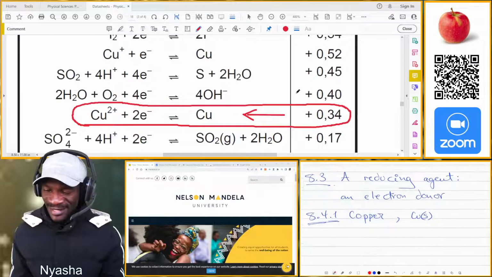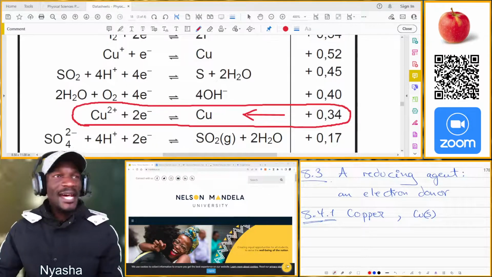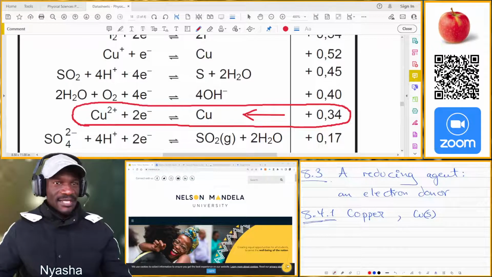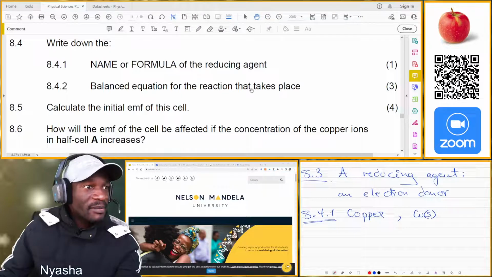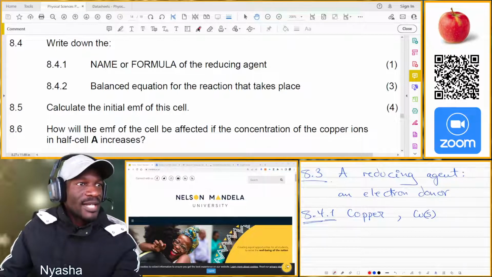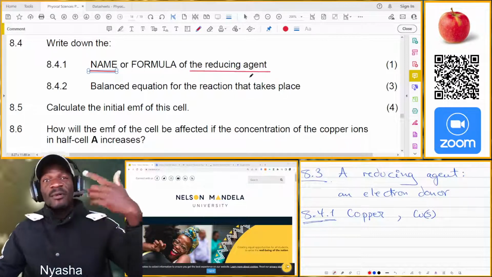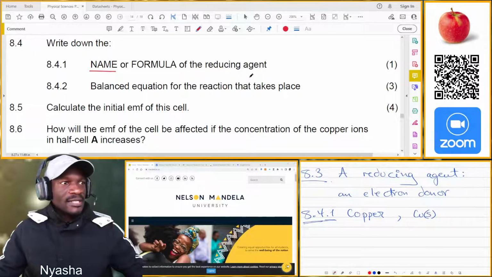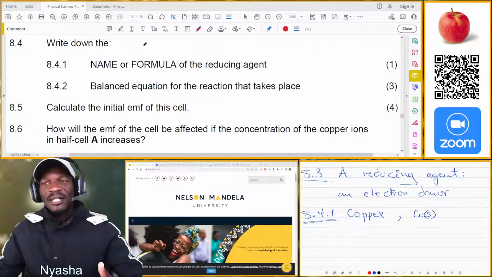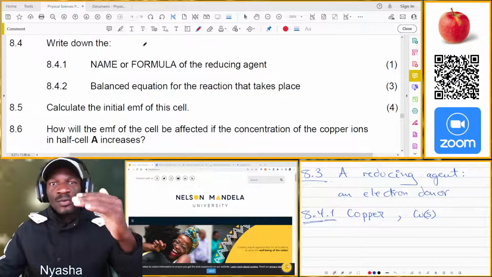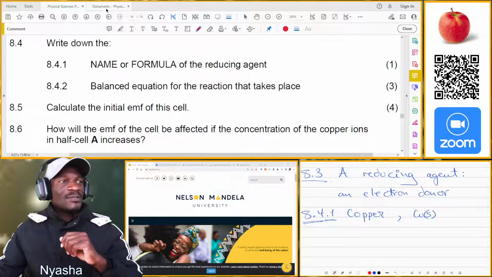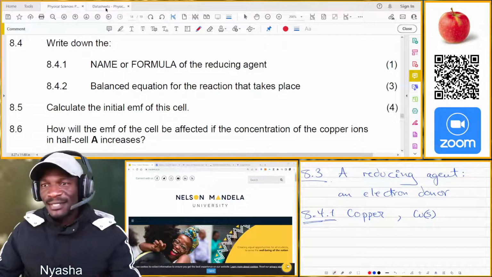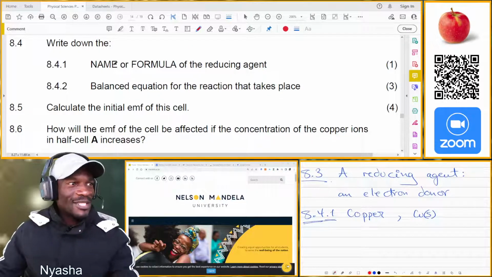Let's go through that again. How did we arrive at this reducing agent? We arrived at it by using the electrochemical series. What we were trying to do is name the reducing agent or write down its formula, so we had to use the electrochemical series and identify which has the stronger reducing strength. We identified that, and we are good to go to the next question.